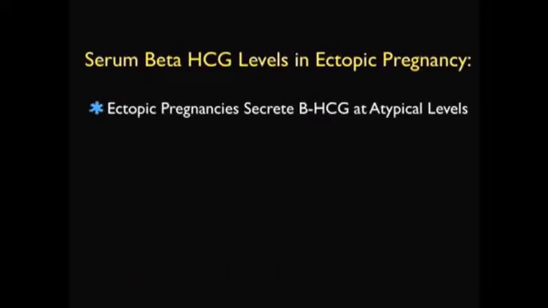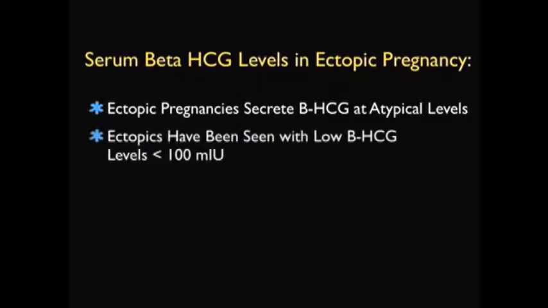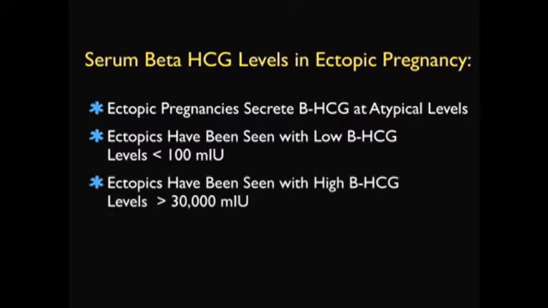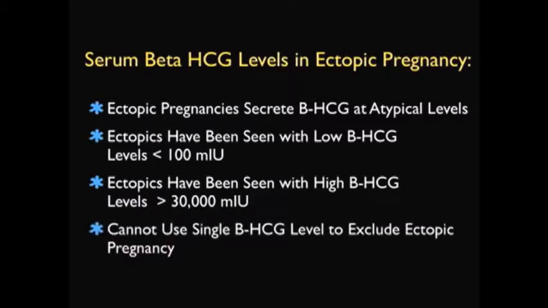Also, another important concept is the relation of the serum beta-HCG levels to an ectopic pregnancy. A very important point here is that ectopic pregnancies secrete beta-HCG at atypical levels in contrast to the steady levels secreted by an intrauterine pregnancy. Ectopics have been seen with low beta-HCG levels as low as less than 100 milli-international units. Ectopics, on the other end, have been seen with very high beta-HCG levels, higher than 30,000 milli-international units. Therefore, the defining concept here is one cannot use a single serum beta-HCG level to exclude an ectopic pregnancy.